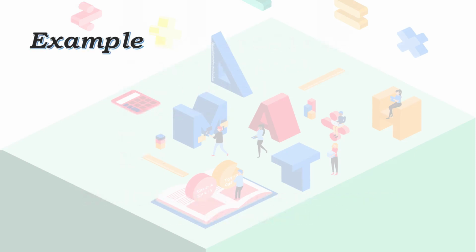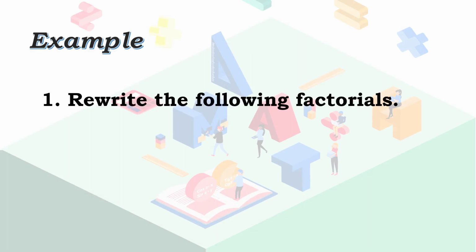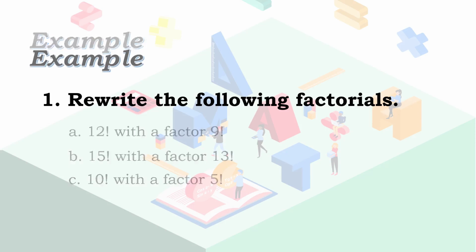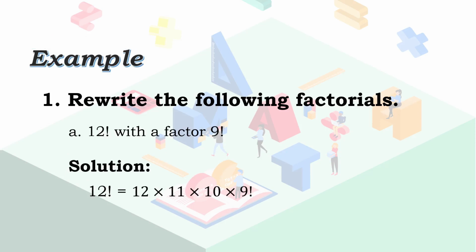Let's have examples for you to understand more. We will rewrite the following factorials. There are A, B, and C. Rewriting A, we have 12 factorial with the factor 9 factorial. Our solution is 12 factorial equals 12 times 11 times 10 times 9 factorial. You see, one of the factors is 9 factorial.